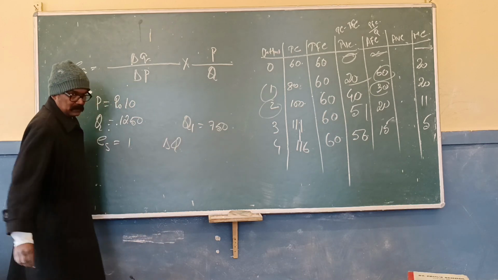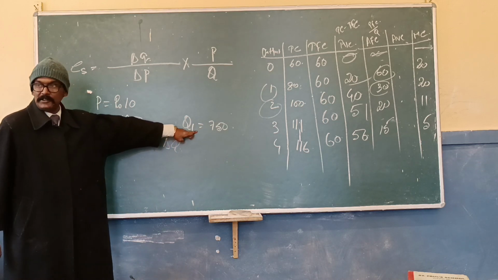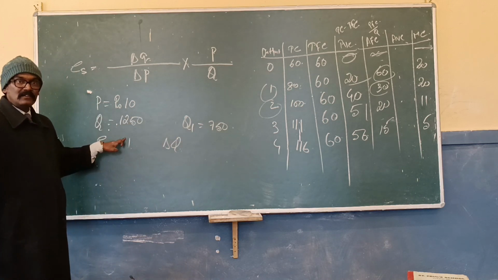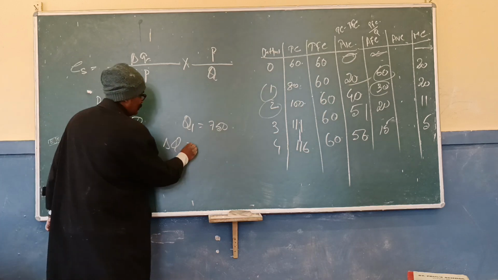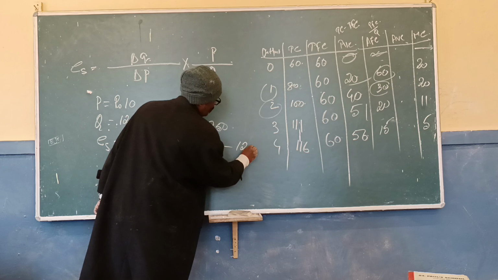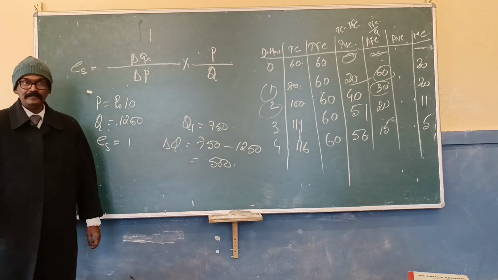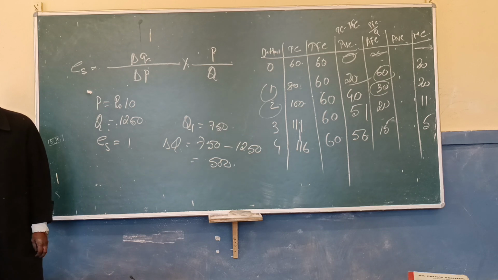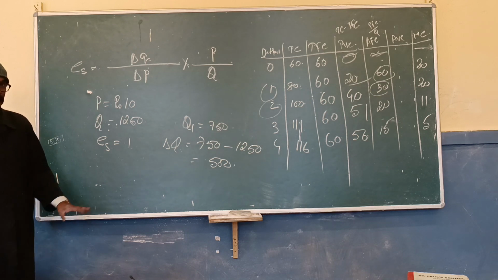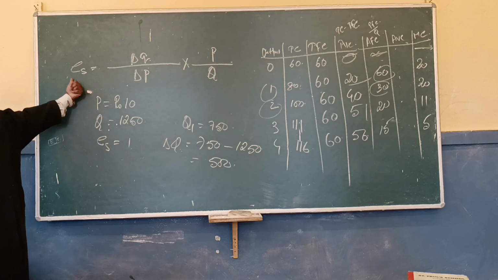Delta Q. Change in quantity is the final quantity minus the initial quantity. That is 750 minus 1250, which is equal to minus 500. Is it okay? Have you understood this one? Now I will put this value in this formula.